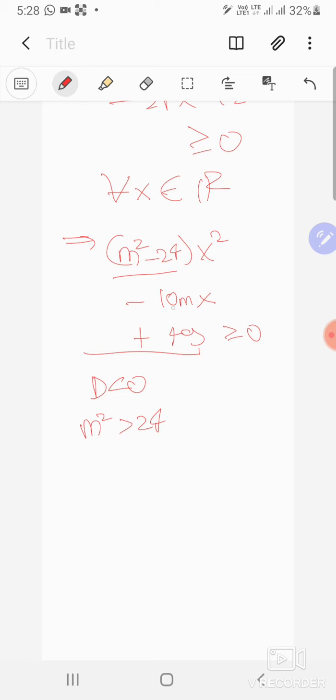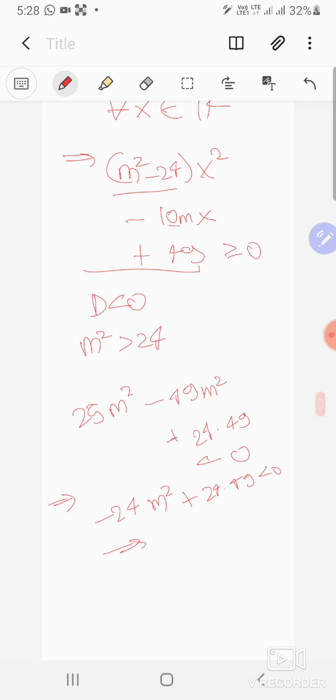What about just factoring out a 2 from that? So 25 m squared minus 4 gets cancelled, so we've got 49 m squared plus 24 into 49. That's supposed to be less than 0. No problem. So what's this thing supposed to be? You've got 24 m squared, right? Minus 24 m squared plus 24 into 49 is less than 0.